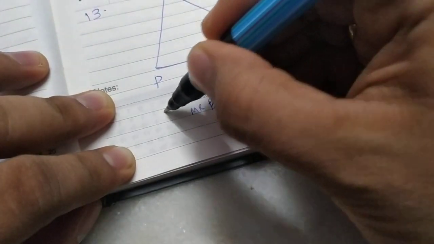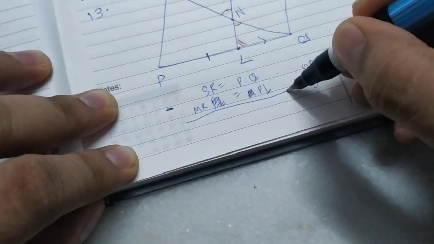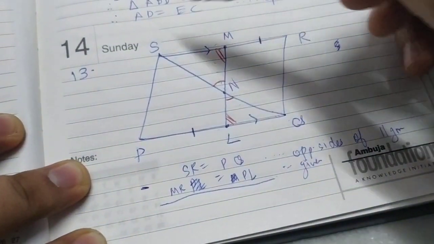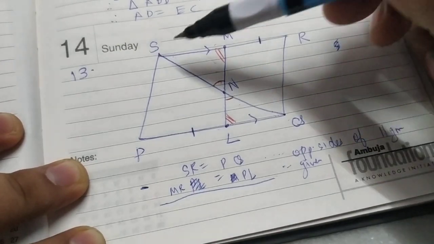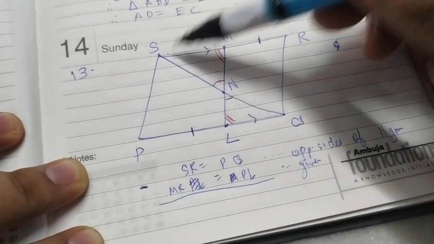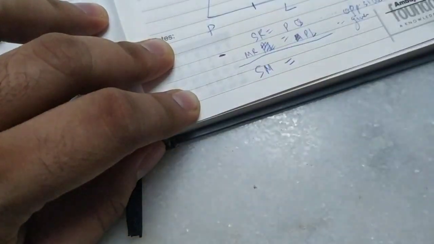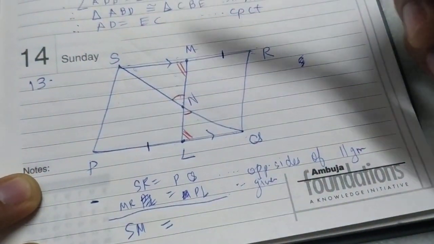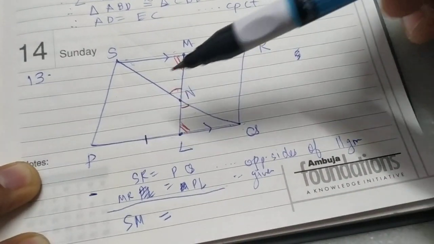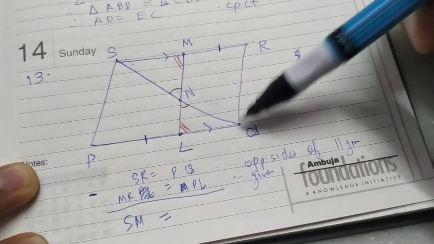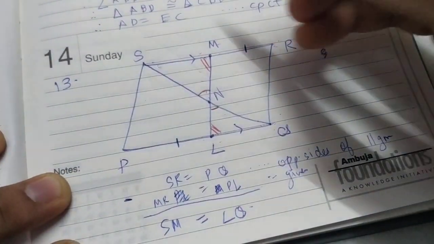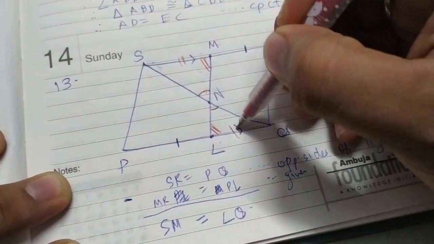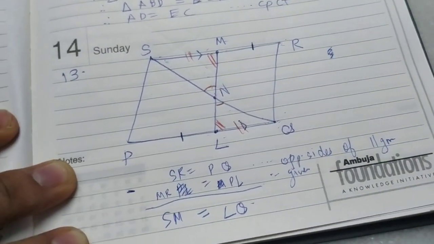So if I subtract them, what do I get? I'm getting SR minus MR. What is SR minus MR? SR minus MR is SM. So this becomes SM is equal to, what is PQ minus PL? PQ minus PL is LQ. LQ. So I just proved that this side is equal to this side. So now I will be able to prove the congruency and finish the sum.